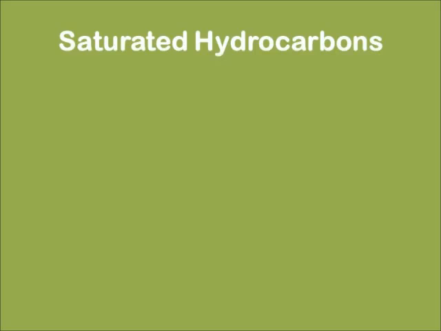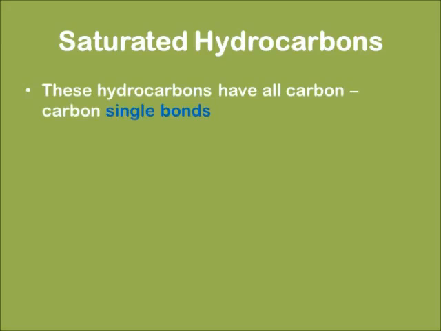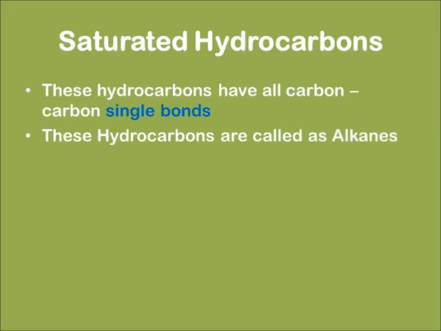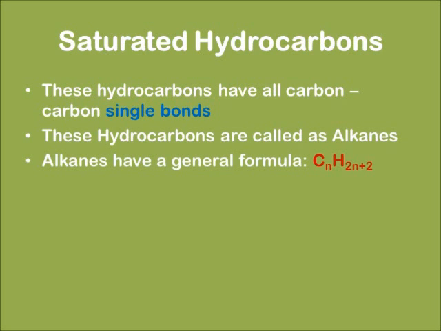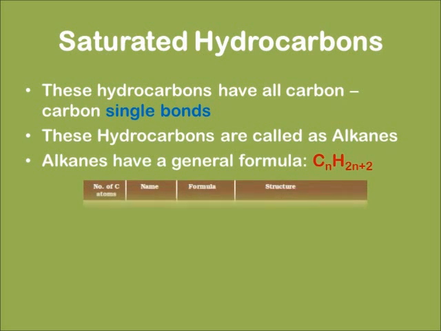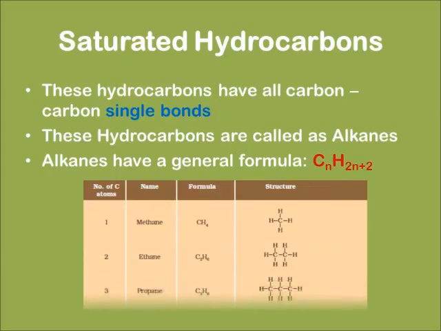Now let us learn about saturated hydrocarbons. These are hydrocarbons that have all carbon-carbon single bonds only. These hydrocarbons are called alkanes. Alkanes have a general formula of CnH2n+2. Given below is a list of alkanes. Please have a look.